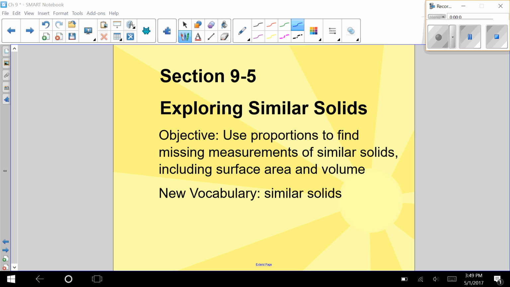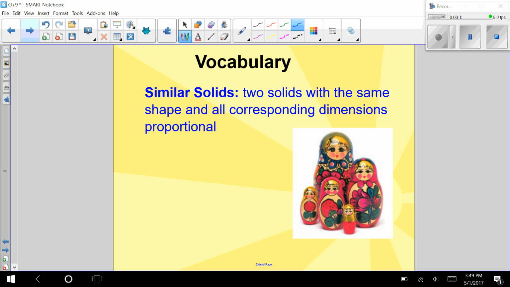This is section 9.5, Exploring Similar Solids. Objective today is to use proportions to find missing measurements of similar solids, including surface area and volume. Let's start with a vocabulary. Similar solids are two solids with the same shape and all corresponding dimensions are proportional.